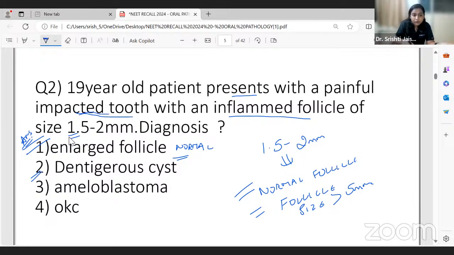But here the follicular size they have mentioned is 1.5 to 2 mm. So we cannot say that it is dentigerous. We can just say it is a normal follicle space, okay. But since the option was enlarged follicle, we have to go with enlarged follicle.